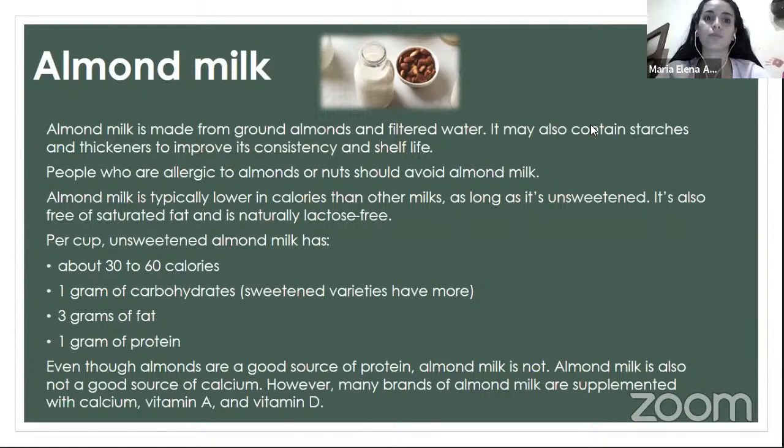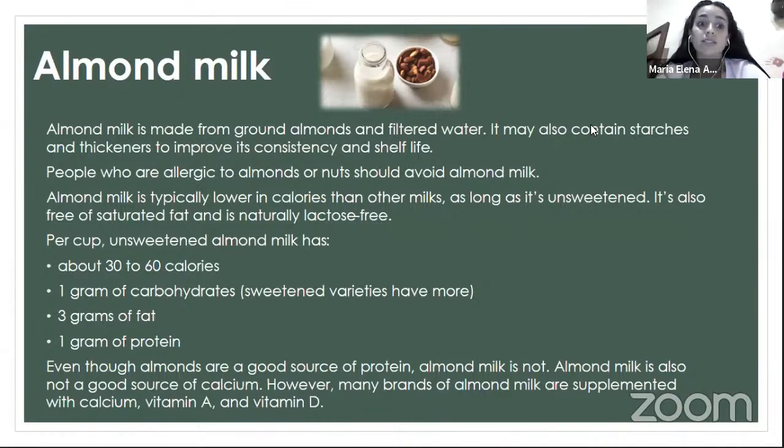Now I'm going to talk a little bit about almond milk, which is made from ground almonds and filtered water. It may also contain starches and thickeners to improve its consistency and shelf life. People who are allergic to almonds or nuts should avoid almond milk. In this case, there exists another milk which you can choose, and you can check if you have this allergy.